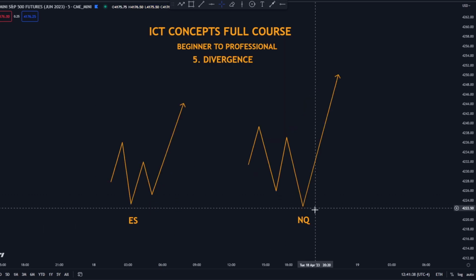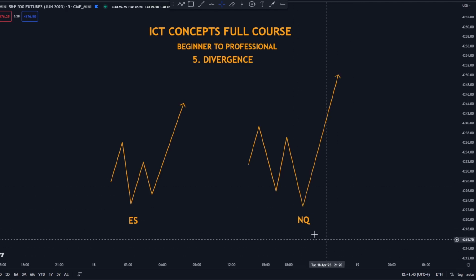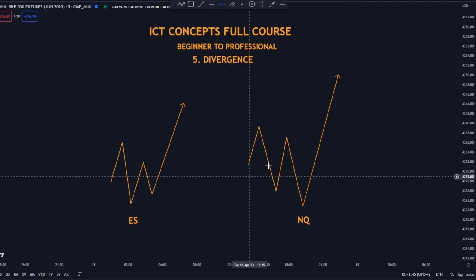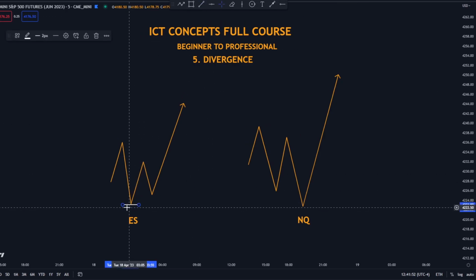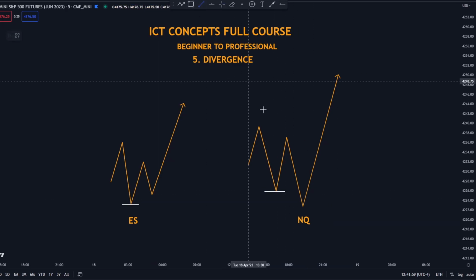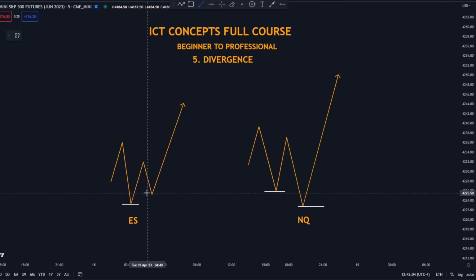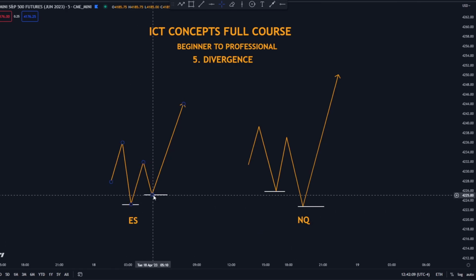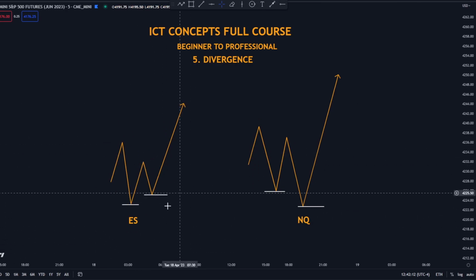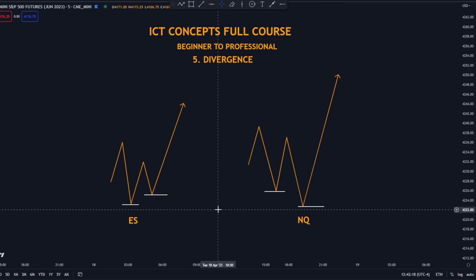Divergence. This happens between two indices. This is when you should have more charts on your screen than one. So what is divergence? You can see ES made this low, NQ made this low, then NQ broke through that low and took out sell side liquidity, but ES didn't. And what is this good for? This is showing you that ES wants to go up, so you can expect a market reversal. And that's all you need to know about divergence.